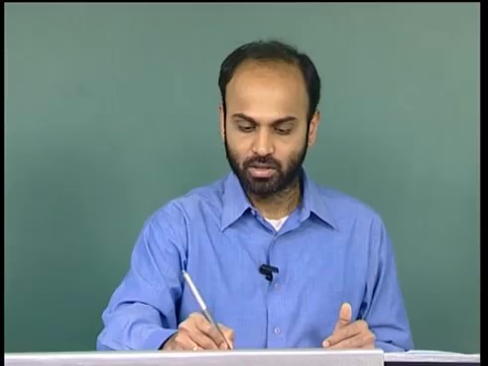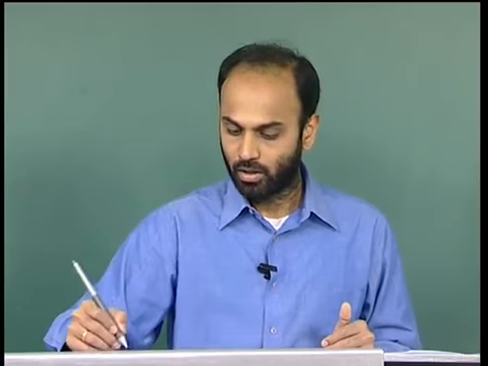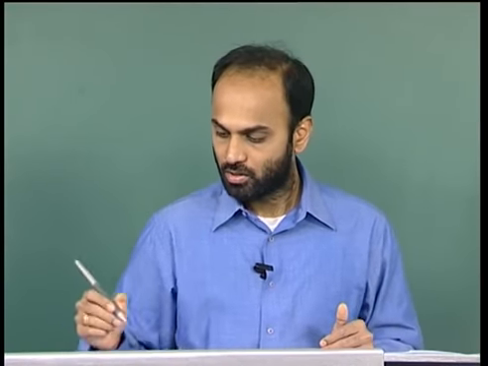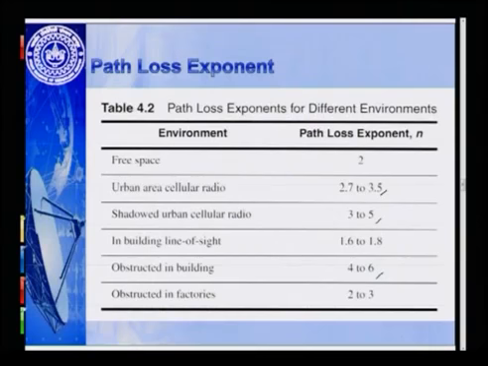Let us go to this table. If we go to this table, we can see the path loss exponent for various scenarios. For free space it is 2, for urban cellular radio it can be anywhere from 2.7 to 3. So, it is around 3. In shadowing, in fact, it increases from 3 to 5. So, it can reach as high as 5.